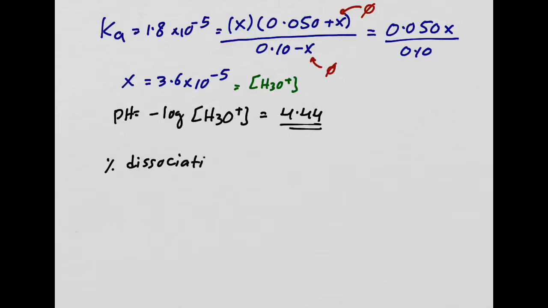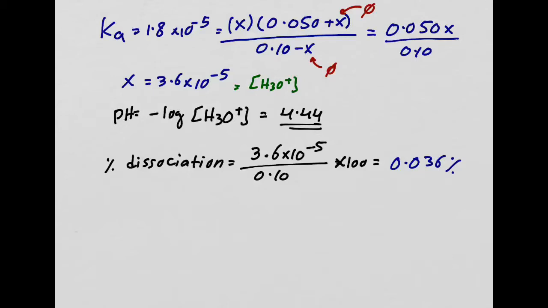Now, let's figure out percent dissociation. That would be the hydronium concentration, how much broke up, which is 3.6 times 10 to the minus 5, over how much I had from the beginning, which was 0.10 molar. So I had 0.10 molar of the acetic acid, and this much of H3O plus showed up. So that's how much dissociated. And if I times it by 100, what I end up getting is 0.036%. That's very interesting, isn't it?